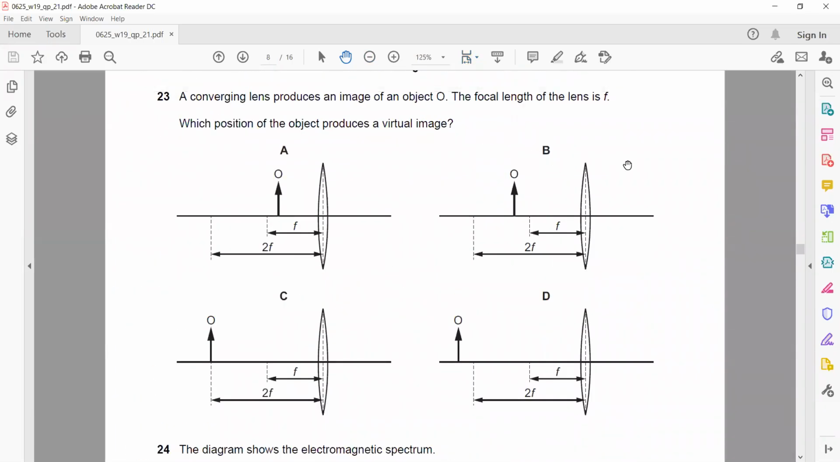Question 23. A converging lens produces an image of an object. The focal length of the lens is f. Which position of the object produces a virtual image? That is a simple question. At which position of the object will we get a virtual image? It means the image cannot be seen or taken on a screen.